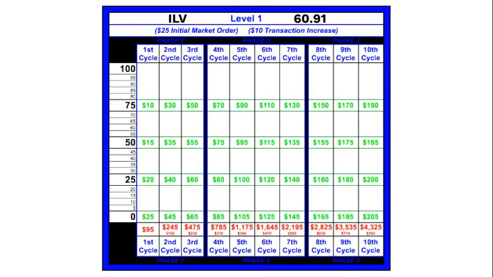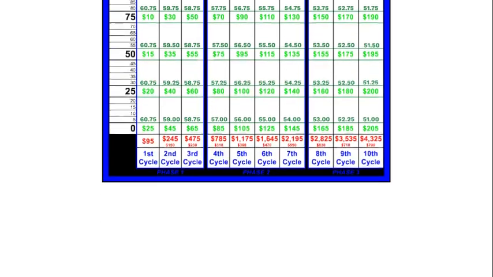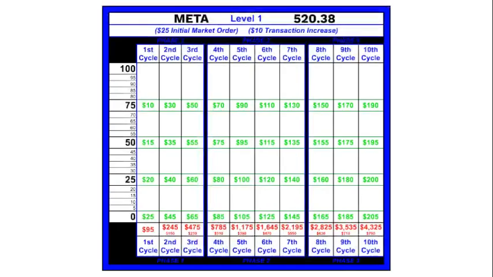Let's say you have 2 digits in front of the decimal. The 60 would be the whole number, and the 91 would be the pivot number. Same format. You find the 91 on there, go ahead and plug it in, and you follow the same formula. All right, 3 digits. Same thing. The 5 would be the whole number, 20 would be the pivot number. You plug it in and follow the formula.